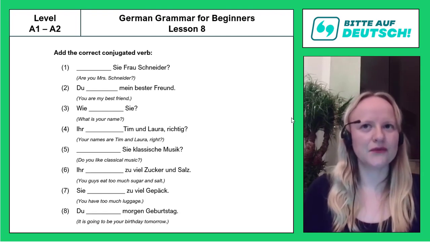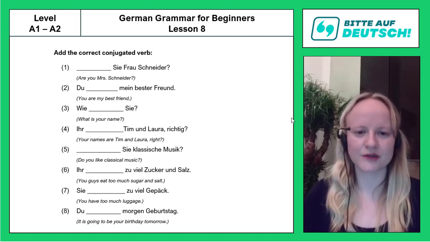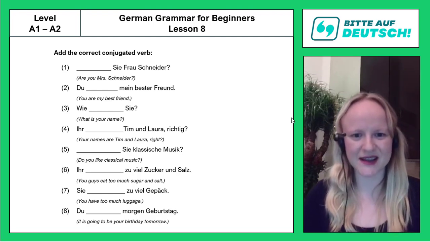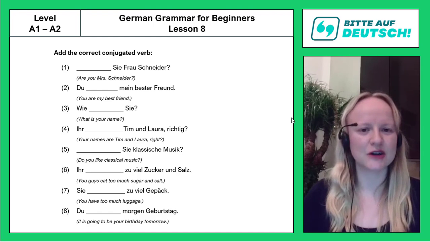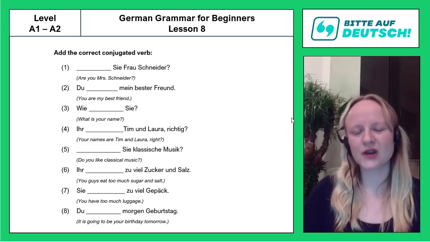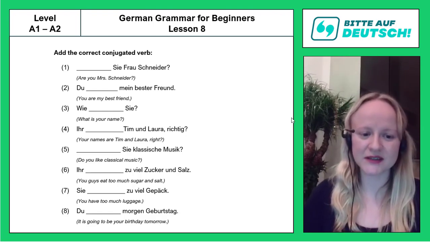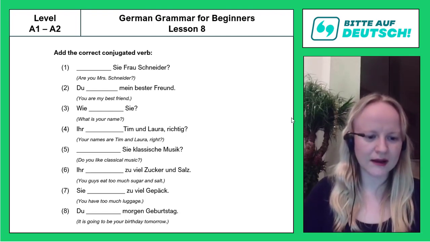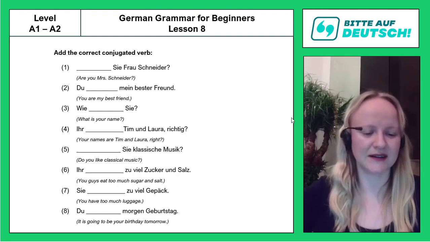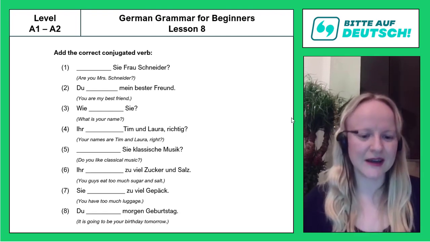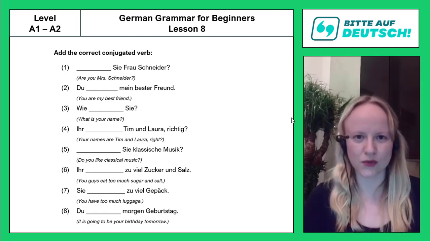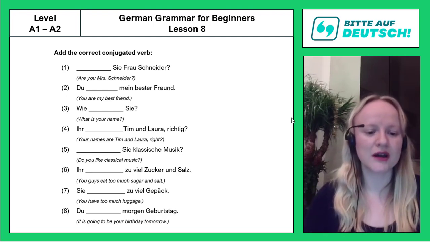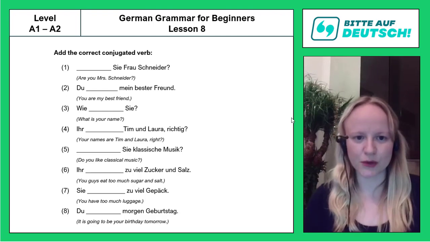If you get into the habit of translating from your own language, just replacing vocabulary items, it is not going to make sense in German once you reach more complex grammatical structures. So please do not try to do this. I'm specifically referring to sentence number 8 down here. Let's have a look at this one together. Du morgen Geburtstag. The meaning of it is going to be: your birthday tomorrow.